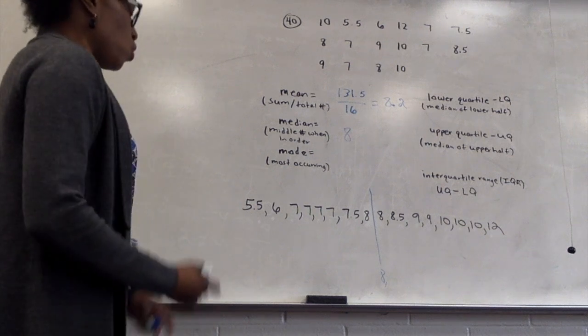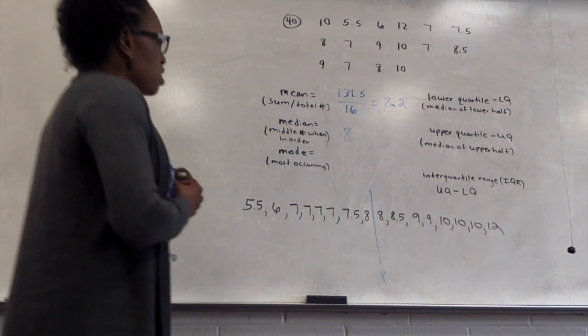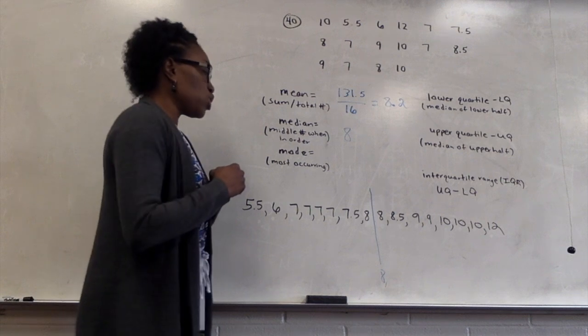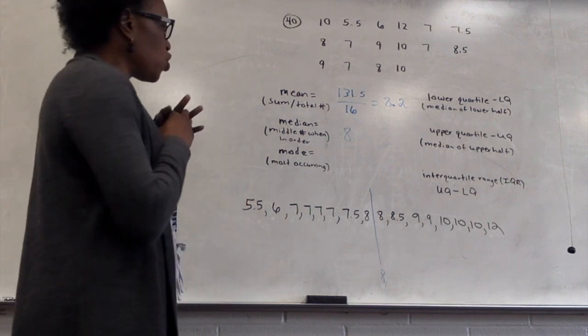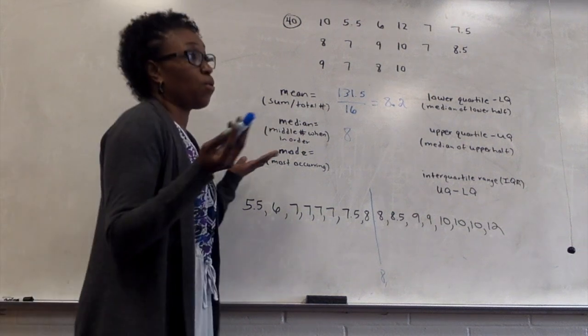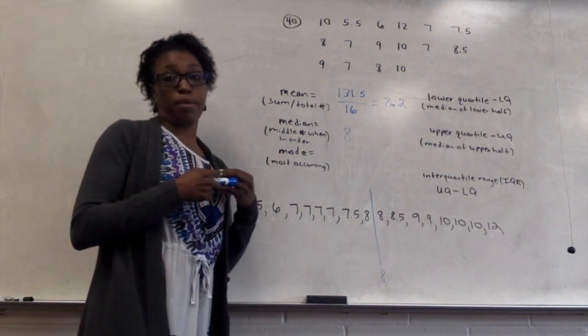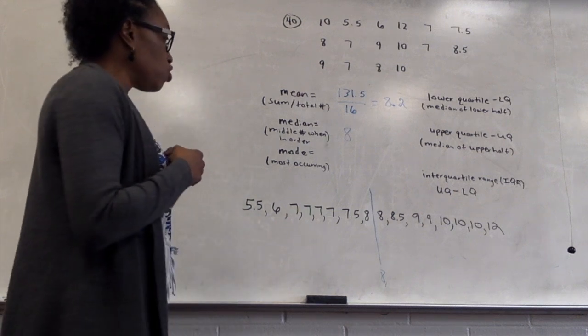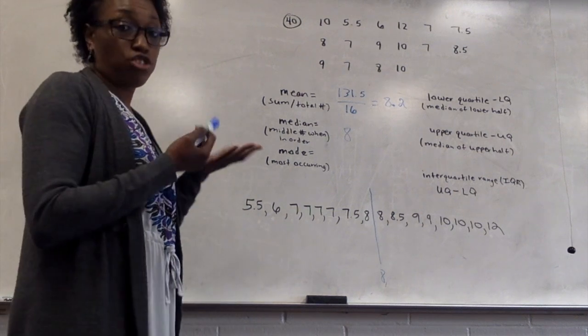Now I'm going to find the mode. The mode would be the most occurring number. So you want to look at your list and see which number appears the most times. Sometimes you may have more than one mode. That means you have some numbers that are appearing the same amount of times. Or sometimes you can look and none of the numbers repeat, so there's no mode.